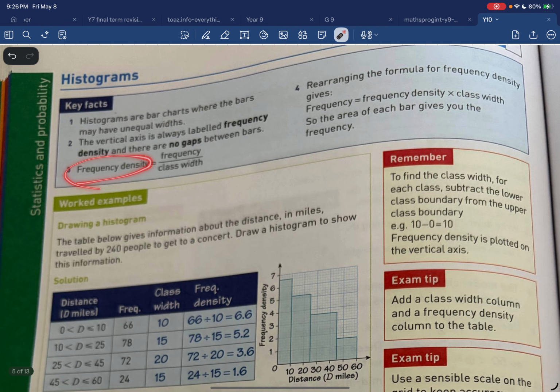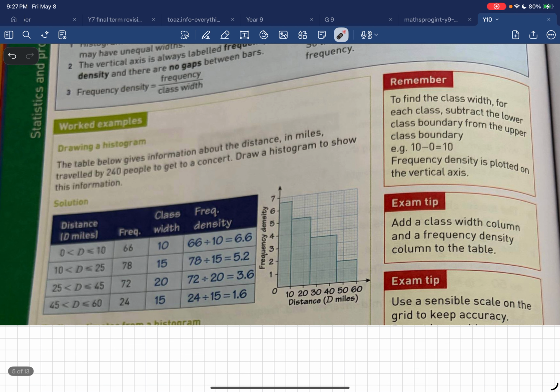The frequency density, which is the most important thing here because we're going to dedicate a vertical axis for it, is going to be frequency over the class width. The frequency will be given for you. The class width will also be given to you, but not directly. You're going to have to figure it out yourself, which I'm going to show you now.